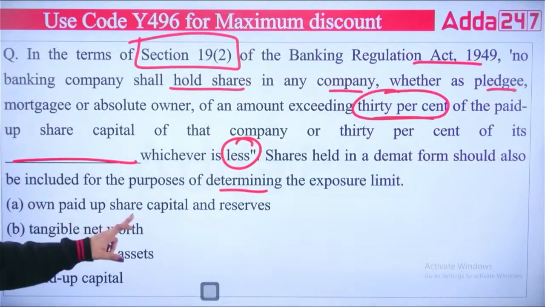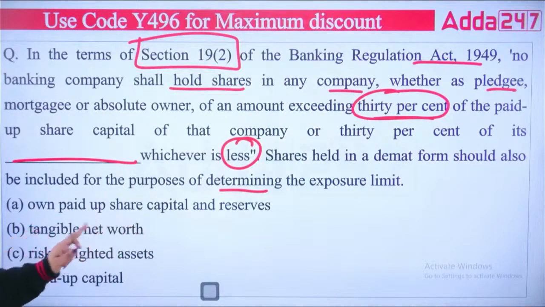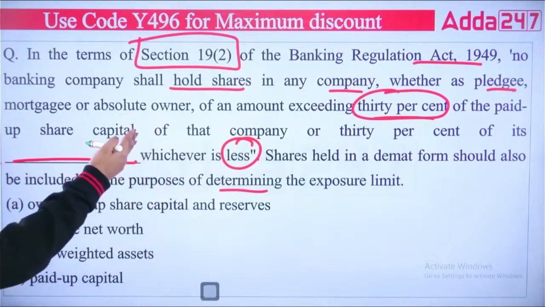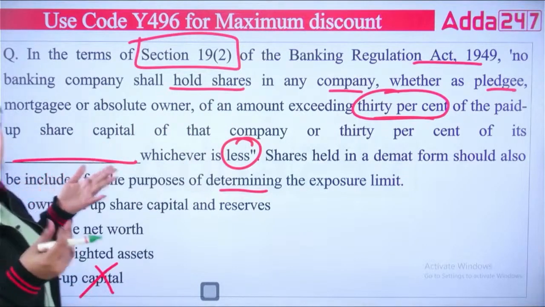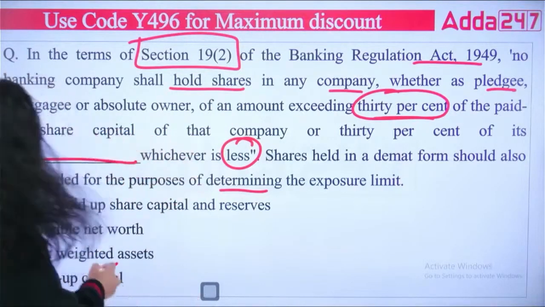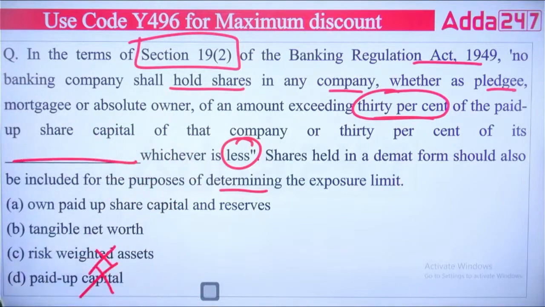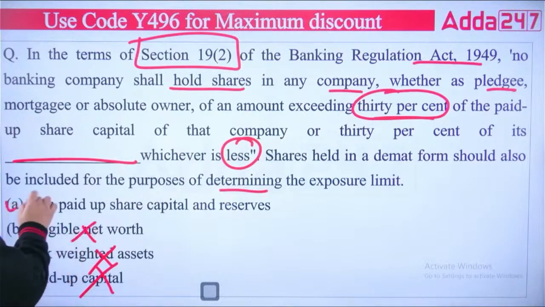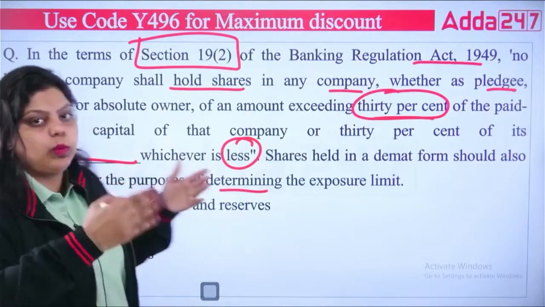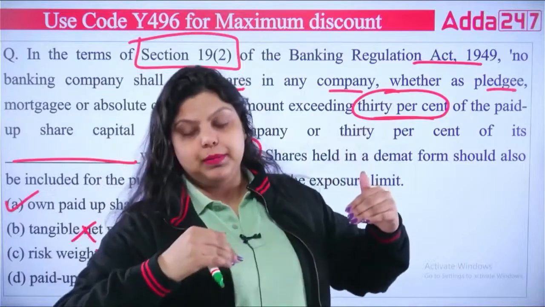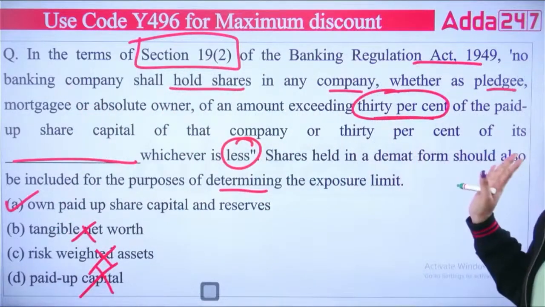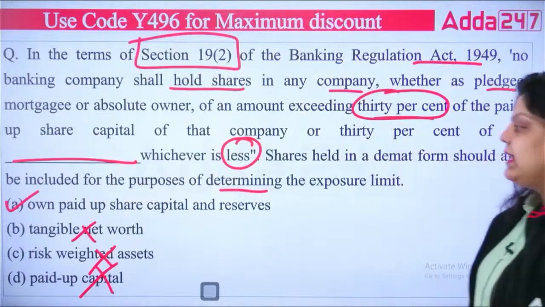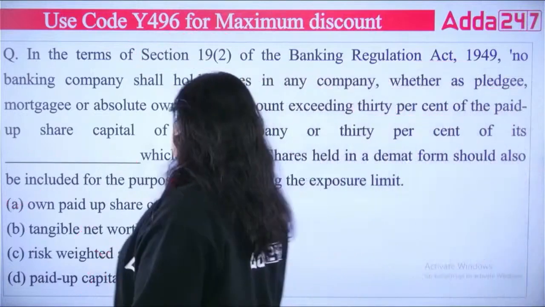The options are own paid up share capital and reserves, tangible net worth, risk weighted assets, paid up capital. Paid up capital is already defined, so that is not it. Risk weighted assets, why would you have ownership based on that? No. Tangible net worth? No. It should be own paid up share capital and reserves. Of whatever your own paid up capital is, 30% is allowed to hold in any company. So the right answer is option A.